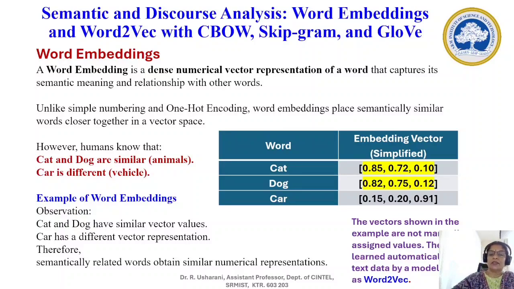The yellow highlighted vectors show that cat and dog have nearly the same dense vectors. 0.85, 0.72, 0.10 is closely related to the next word dog, 0.82, 0.75, 0.12. But considering cat and car, there are many differences between these two words. So the observation is that cat and dog have almost similar vector values, while car has a different vector representation. Therefore, semantically related words obtain similar numerical representations. From this, we can conclude this.